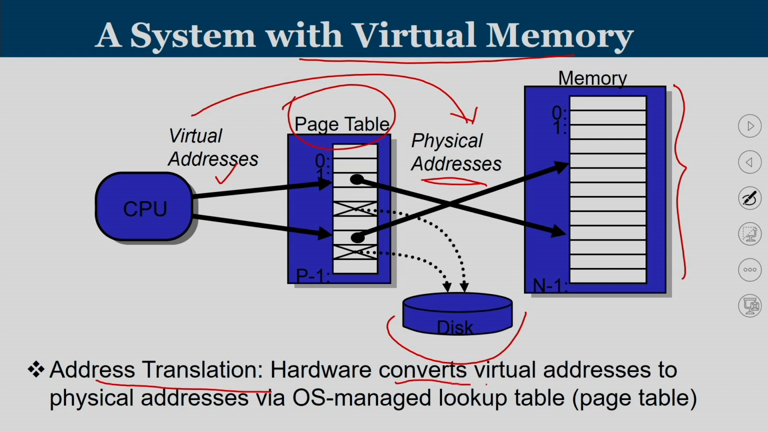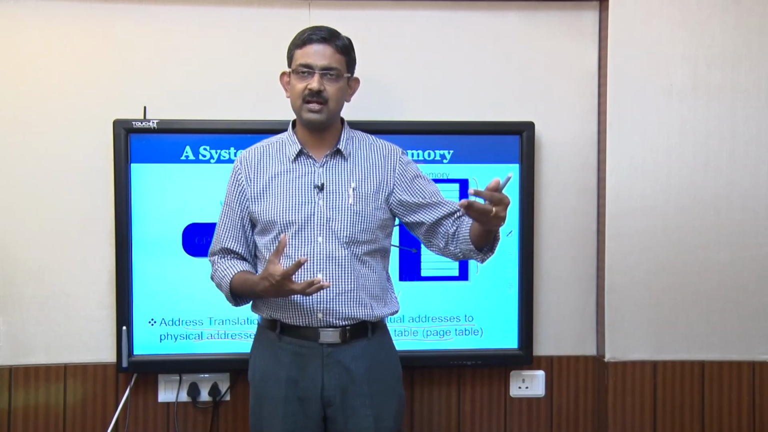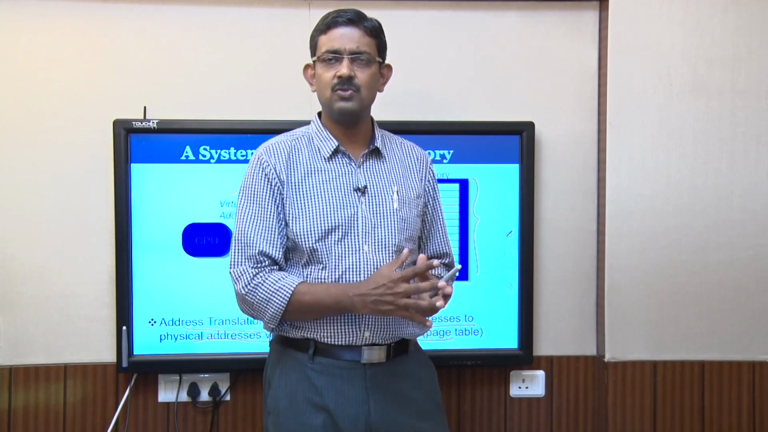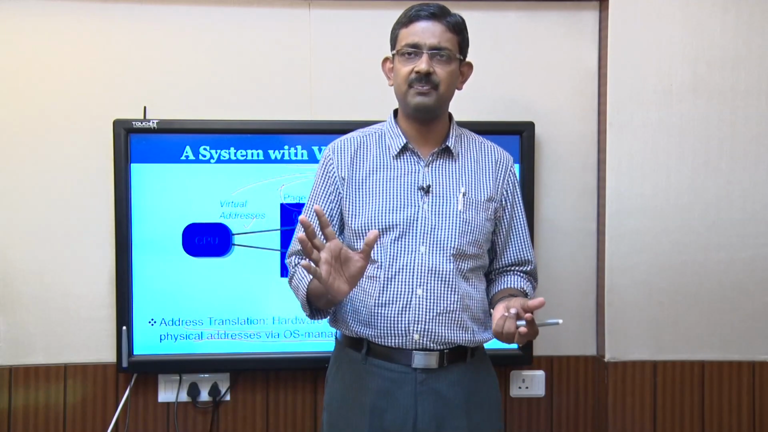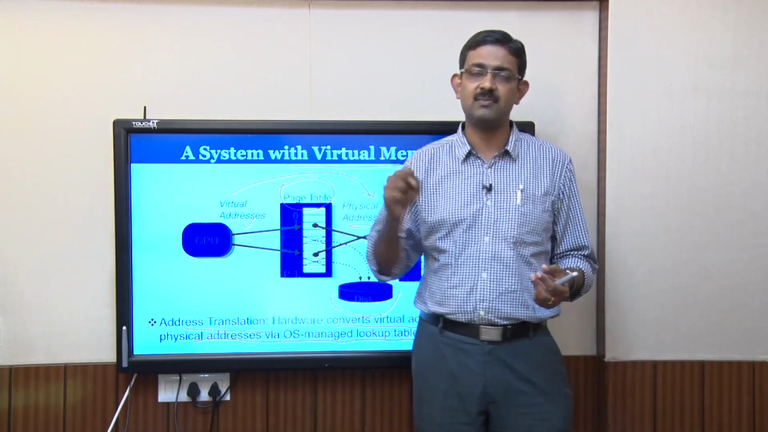There is hardware that converts a virtual address into a physical address using an operating system managed lookup table, and that is what is known as a page table. This is what is called a system with virtual memory. When you have a system with virtual memory, your virtual memory can be relatively large. The CPU is going to generate virtual addresses, and from these virtual addresses you translate them into physical addresses, and once you get the physical address, then you can go and access the memory.